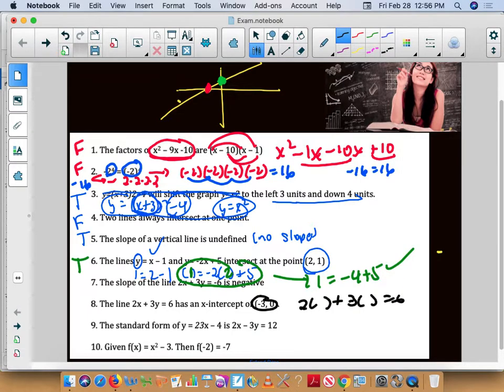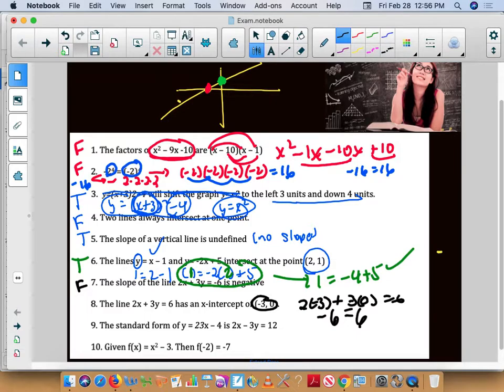Okay? X is negative 3, and y is 0. We've done this before. I get negative 6. What's 3 times 0? Does negative 6 equal 6? So guess what this one is? False. That's option 1, and working number 7.